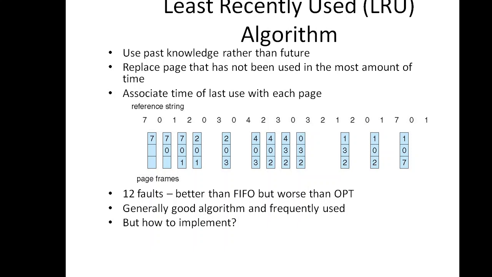This technique is known as least recently used: the page that is used least recently will be replaced. To do this, we should associate with each page the time it was last used. When a page must be replaced, we should choose a page that has not been used for the longest period of time. So this can be seen as the optimal page replacement algorithm looking backward in time.